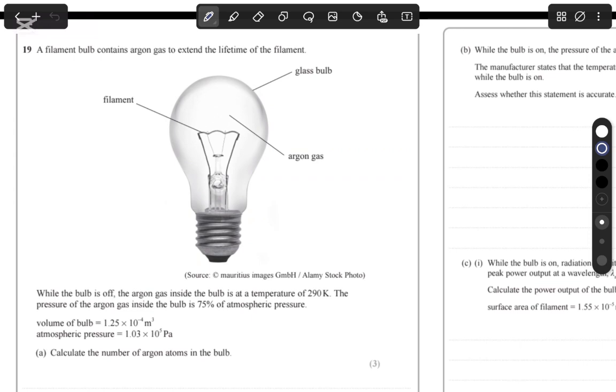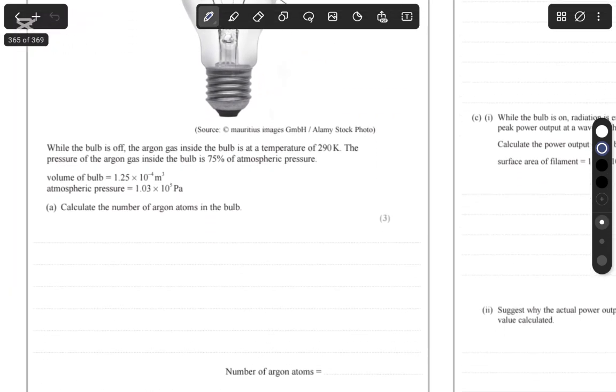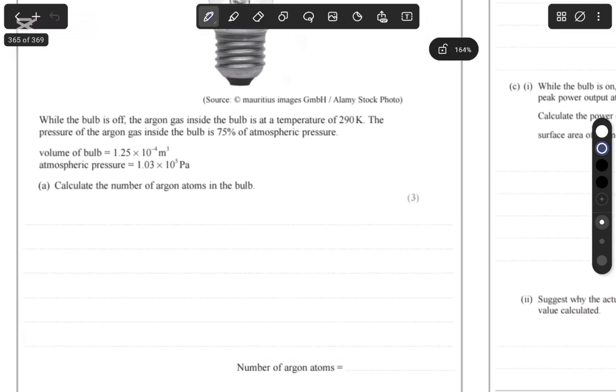it looks like it's from an ideal gas equation. So we have a filament bulb, it contains argon gas to extend the lifetime of the filament. While the filament is off, the argon gas inside the bulb is at a temperature of 290 Kelvin. The pressure of the argon gas inside the bulb is 75% of atmospheric pressure. Then it gives us the volume of the bulb, and it also gives us the atmospheric pressure. And it tells us to calculate the number of argon atoms in the bulb. So pretty simple, you should be able to do this.